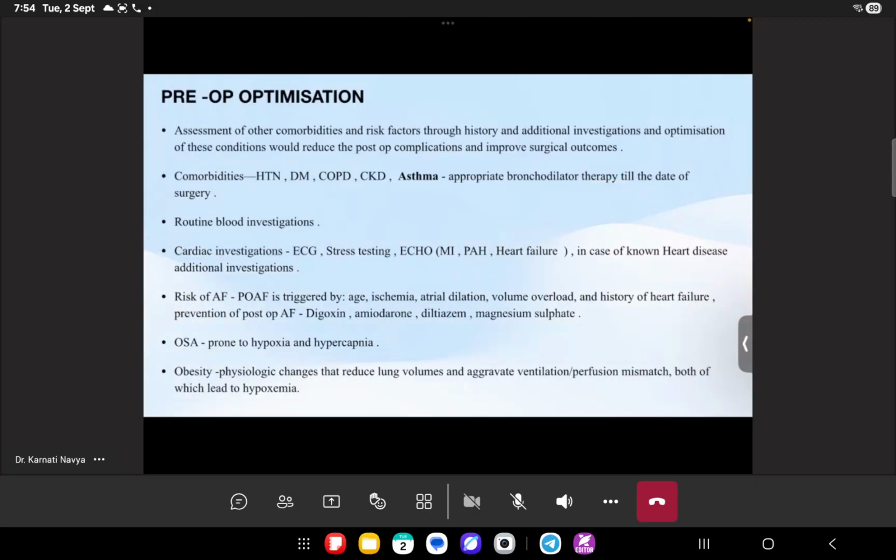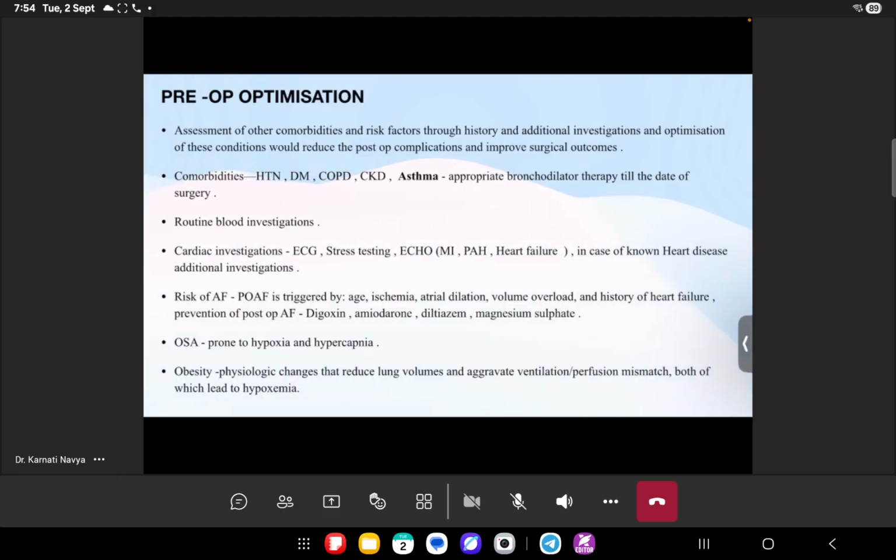Pre-op optimization, along with the pre-op evaluation of lung function, assessment of other comorbidities and other organs is also important. Identifying risk factors through history and additional investigations, and optimization of these conditions, would reduce the post-op complications and also improve the surgical outcomes. Comorbidities such as hypertension, diabetes, COPD, and CKD should be evaluated pre-op and optimized accordingly.